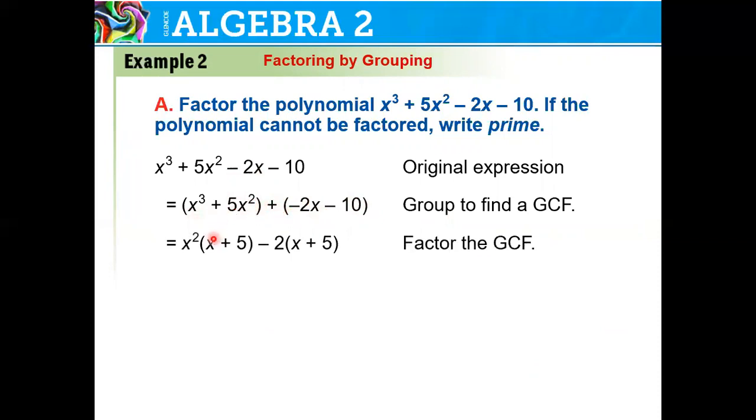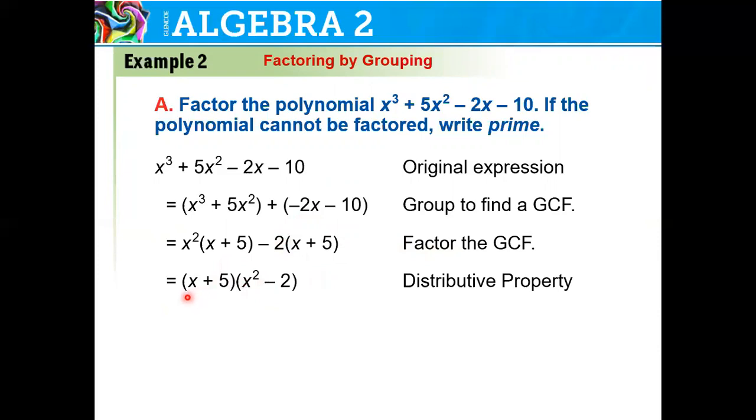So I'll have x squared times x plus 5 minus 2 times x plus 5. I took minus 2 outside, so what's left is x plus 5. Now, as you can recognize, I have inside the bracket x plus 5. So just take the GCF, x plus 5, outside, and you'll get x plus 5 times x squared minus 2.